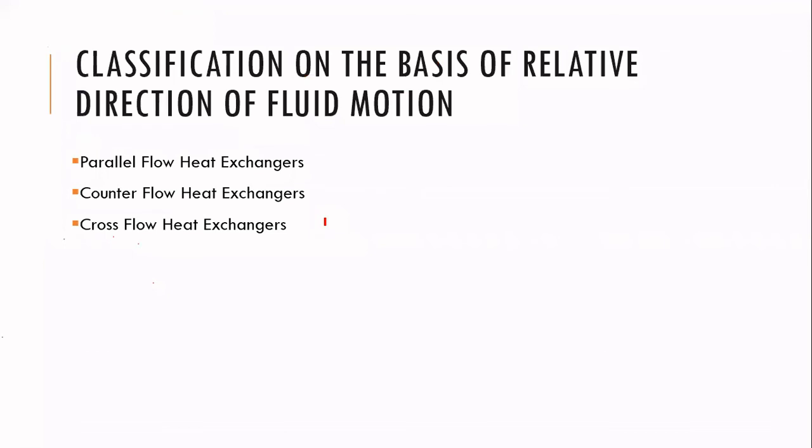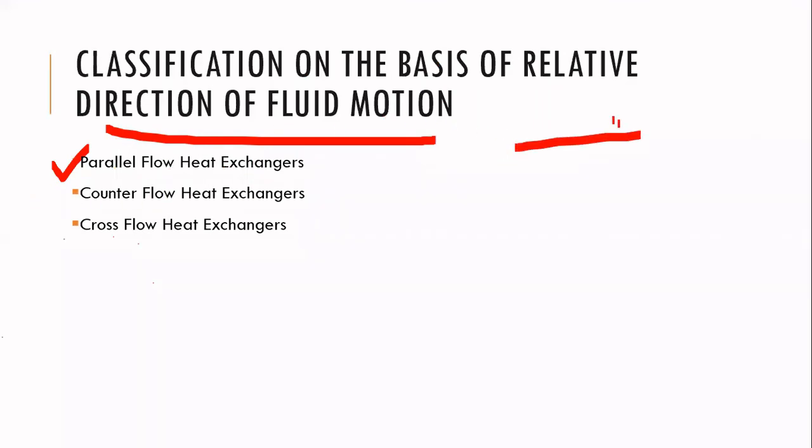Now, there is one more basis for classification of heat exchangers, that is on the basis of direction of fluid motion. If the fluid is moving in the same direction, it will be called as parallel flow heat exchanger. So the first fluid is moving in this direction, and the second fluid is also moving in the same direction. This will be called as parallel flow.